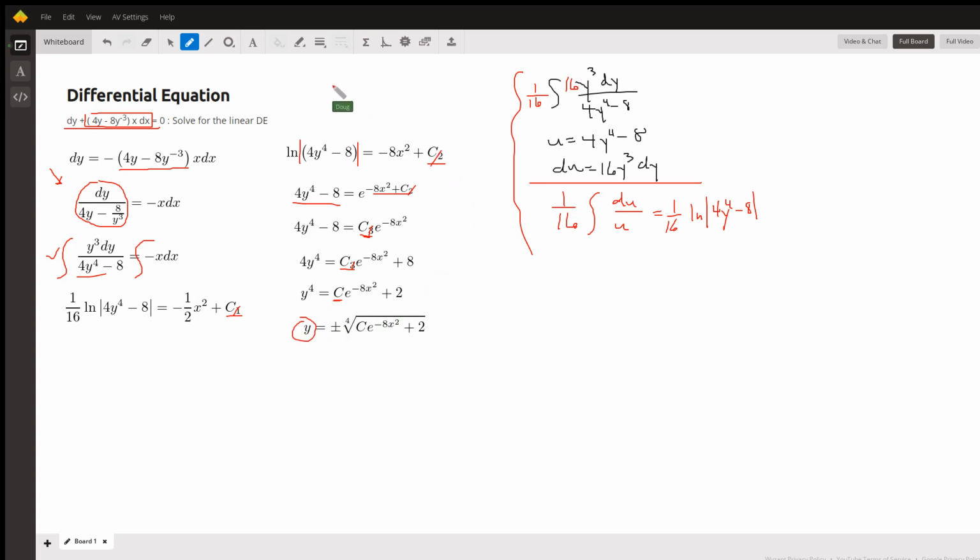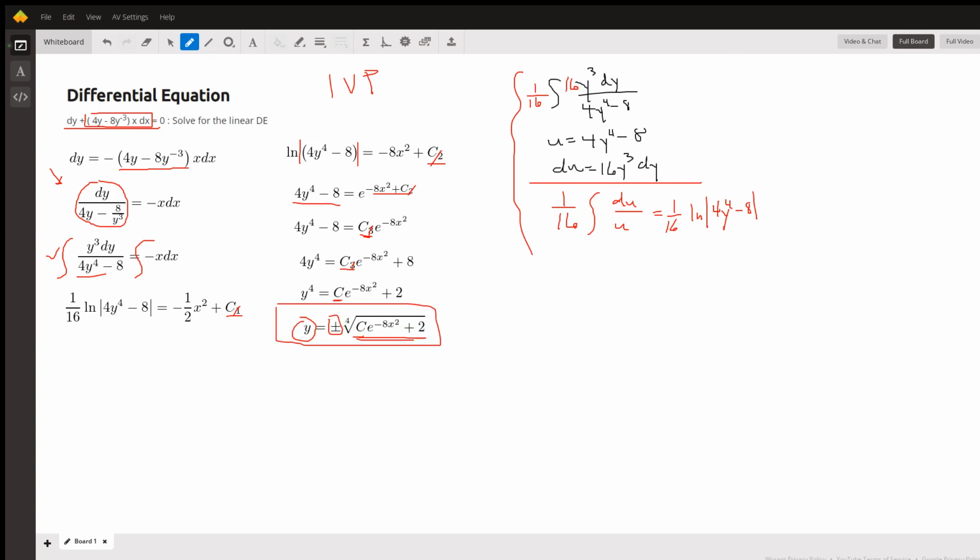Now, this was not an IVP problem, so we don't know what c is, but we could talk about, if we had an initial value problem, that would help us to determine whether we were using the plus or minus as a solution. And we also talk about an interval of validity. We know we can't take the square root of a negative number, so we have to check that. But basically, this is where you're headed.